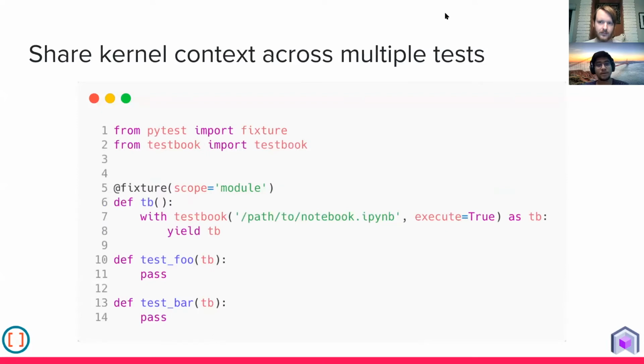Next, you can share kernel context across multiple tests. This is more of a feature of pytest than testbook, I would say, because you can share your testbook instance across tests. Maybe you have a couple of cells that are long running, and you don't want to run them each time your test runs. So maybe you can create a fixture and scope it to module and then share that instance across all tests.